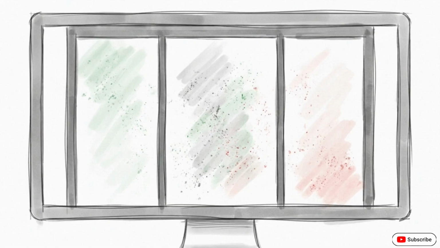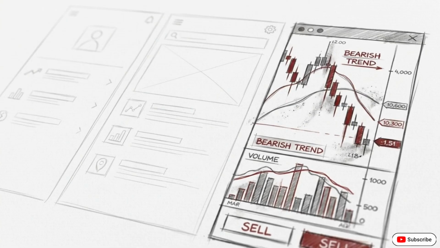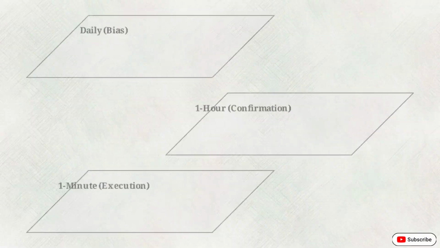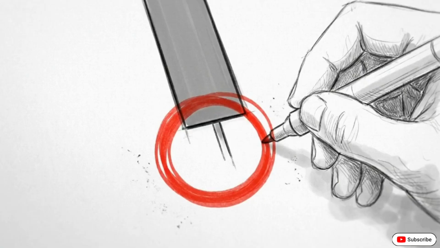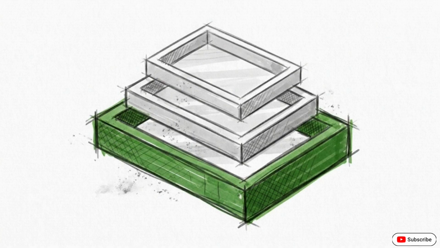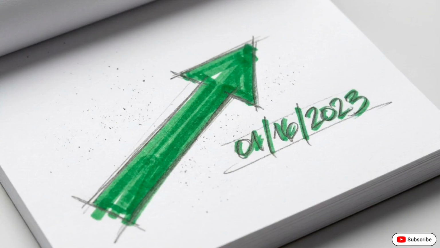Configure your charting platform to display 3 specific views: the daily chart, the 1-hour chart, and the 1-minute chart. Stacking these timeframes in a specific hierarchy transforms your process into a rule-based system where every lower timeframe move is validated by the higher timeframe context. We begin with the daily chart. This is the foundational layer of the strategy, used exclusively to establish the directional bias for the entire trading day.